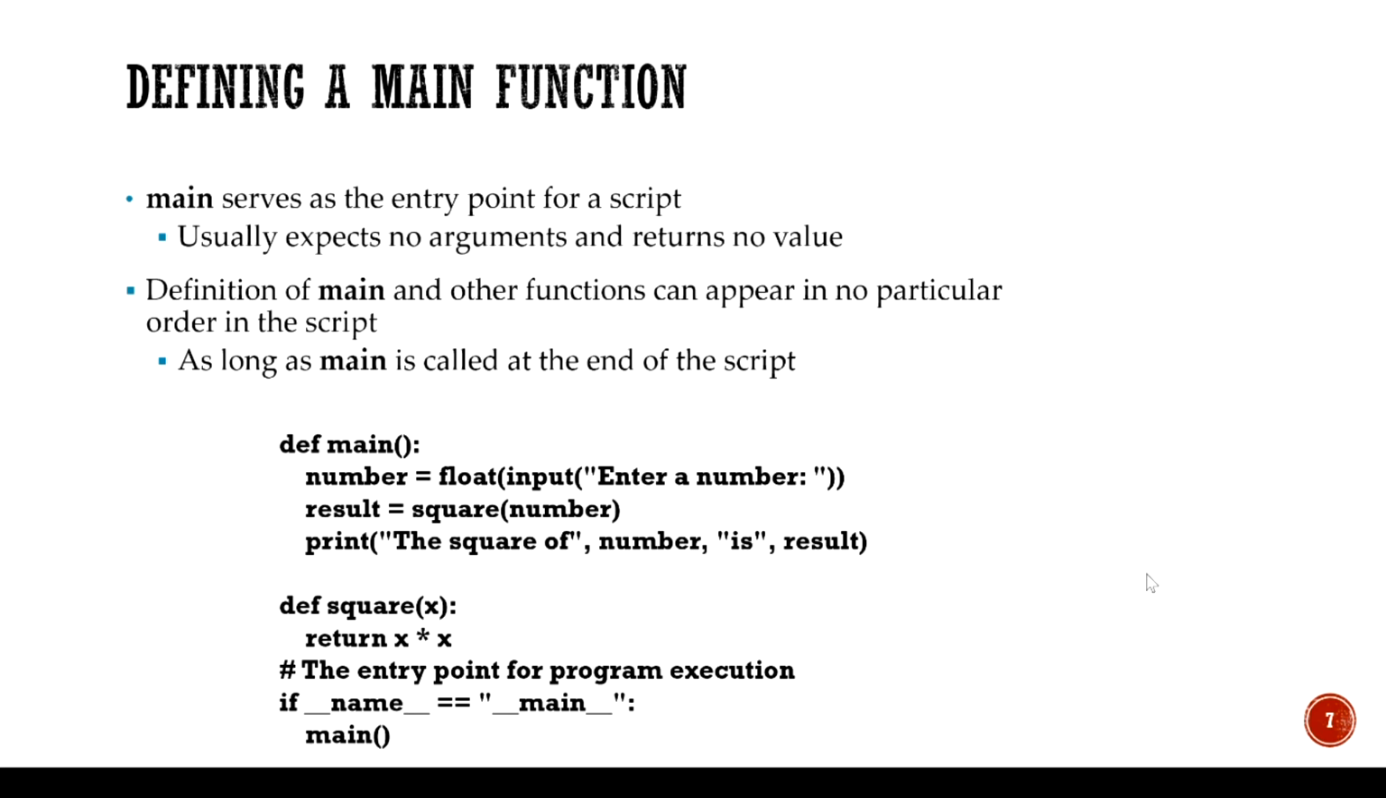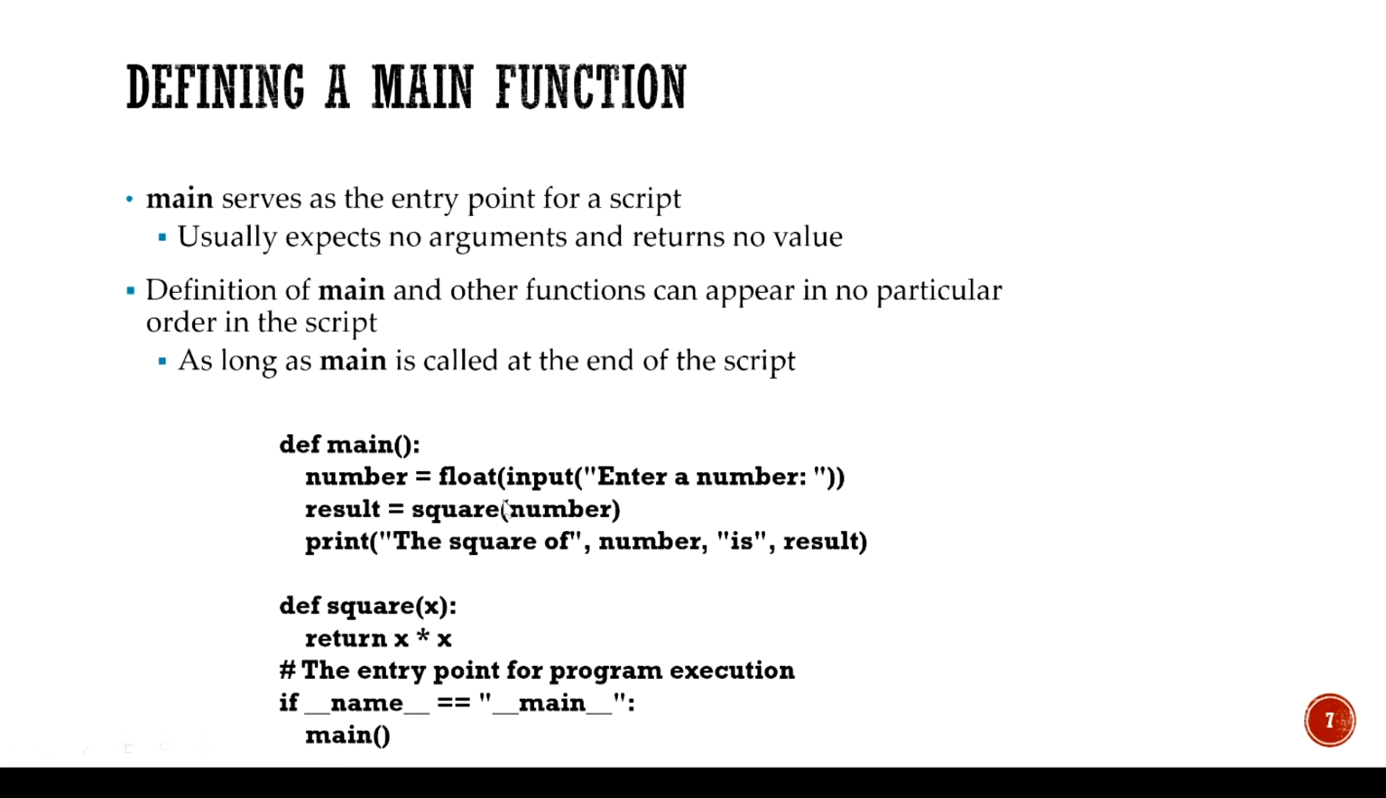Okay. So main serves as the entry point for a script. It allows the user to input different values and usually expects no argument. So it's the entry point, and we will be able to run several functions and different procedures altogether. Definition of main and other functions can appear in no particular order in the script. So that's the important part. There is no particular order, as long as main is called at the end of the script.